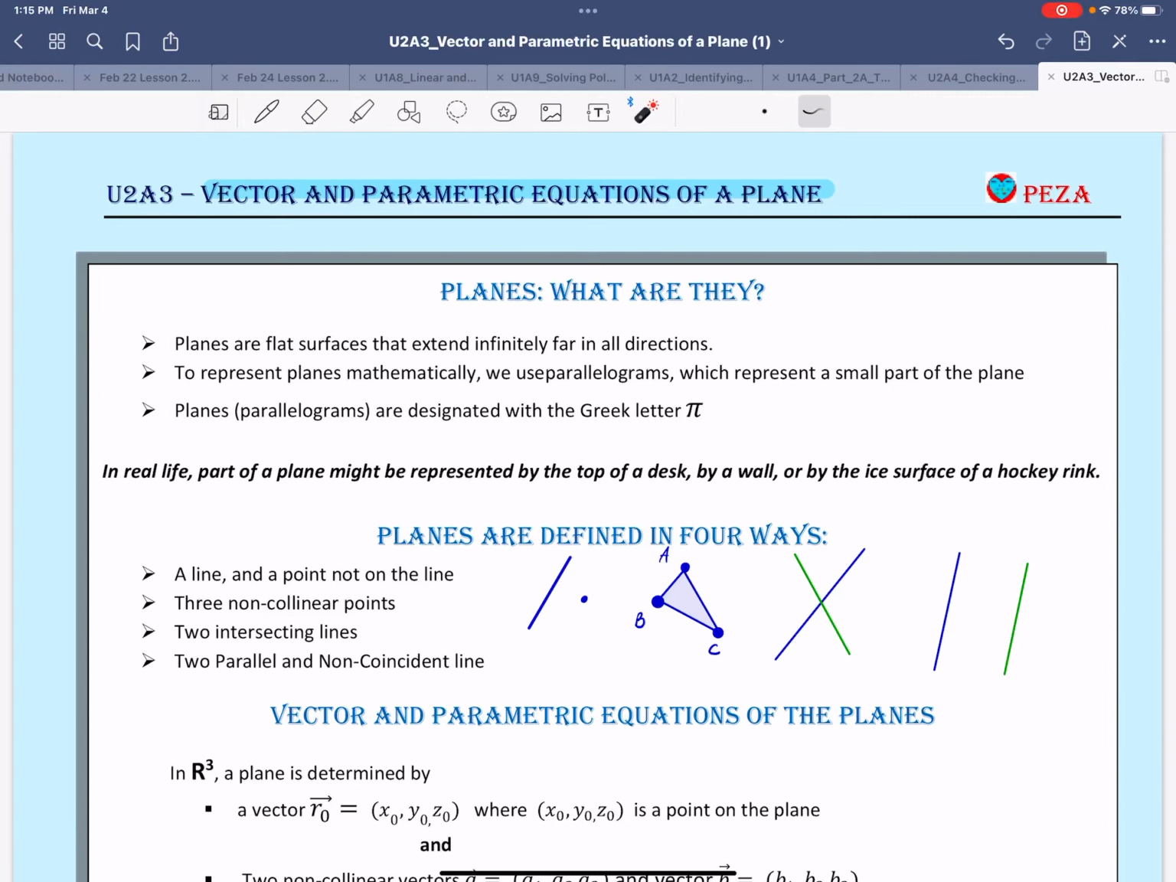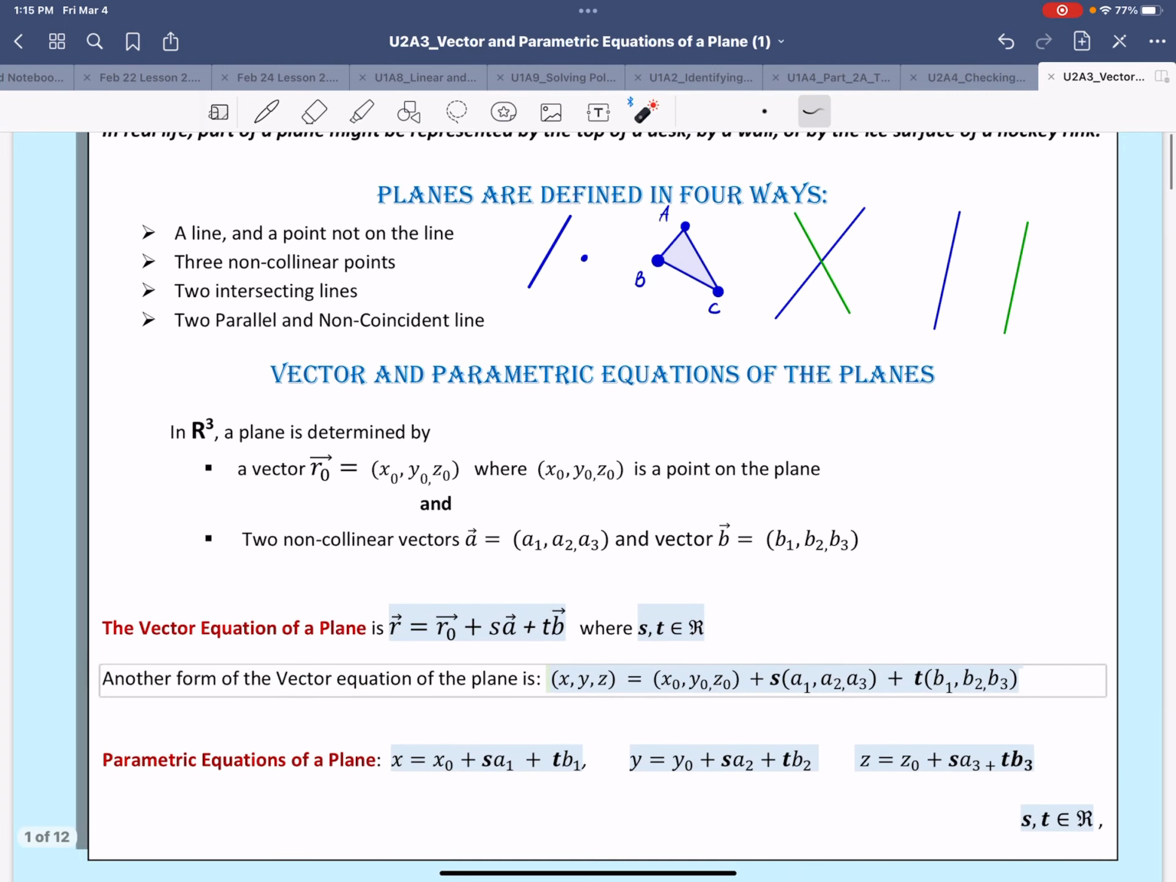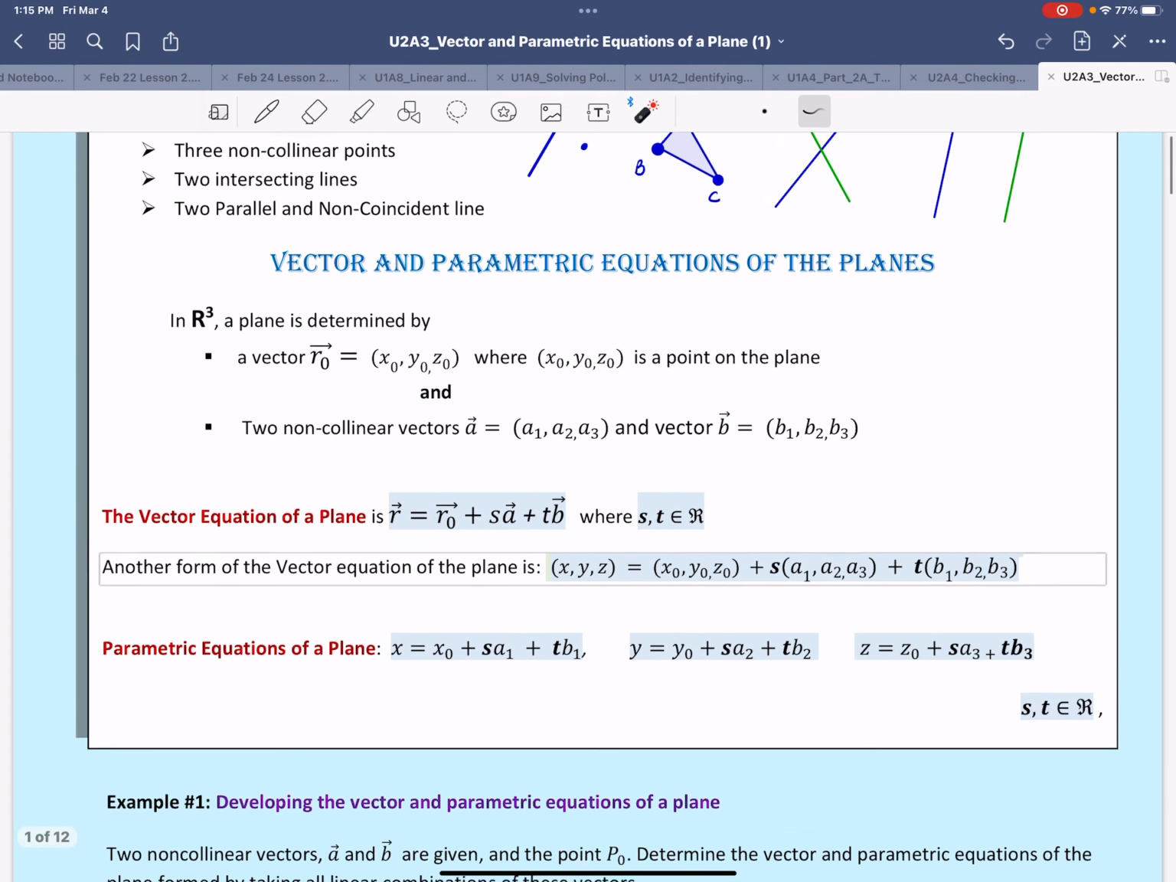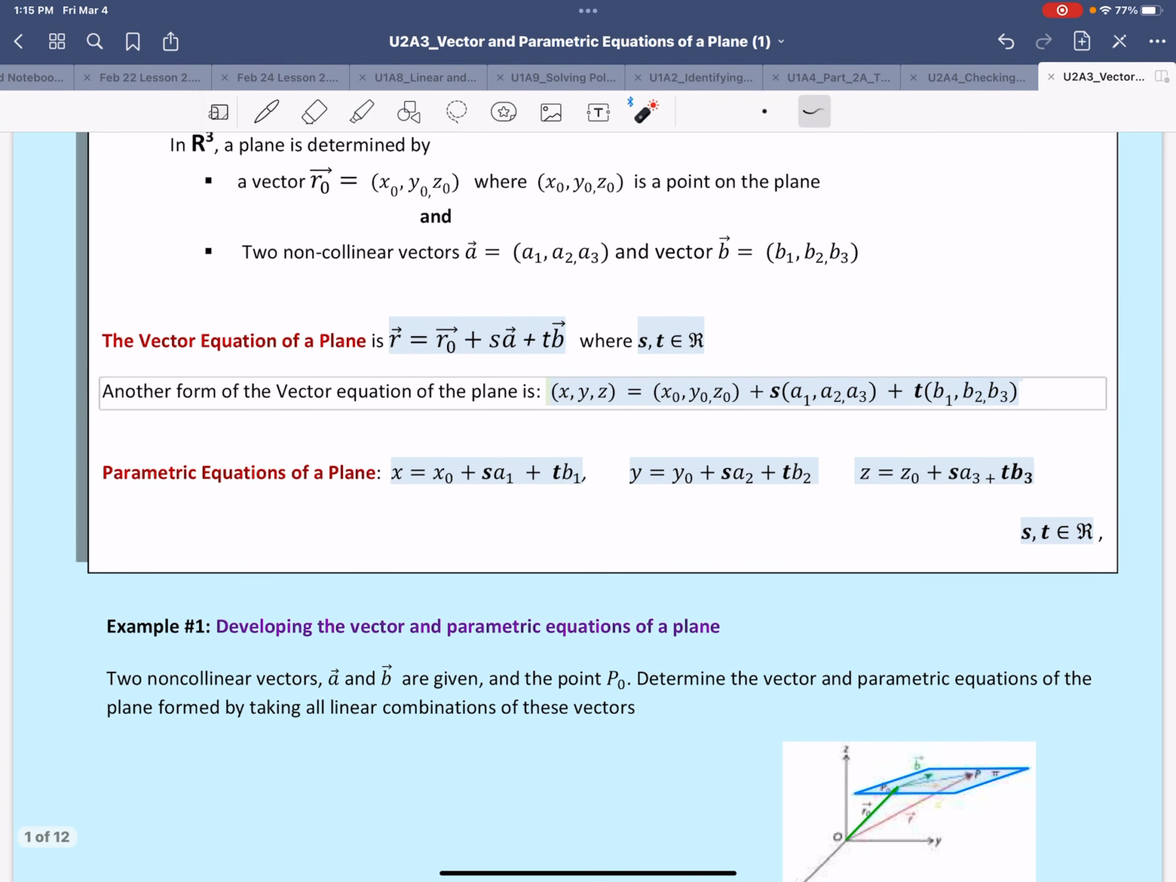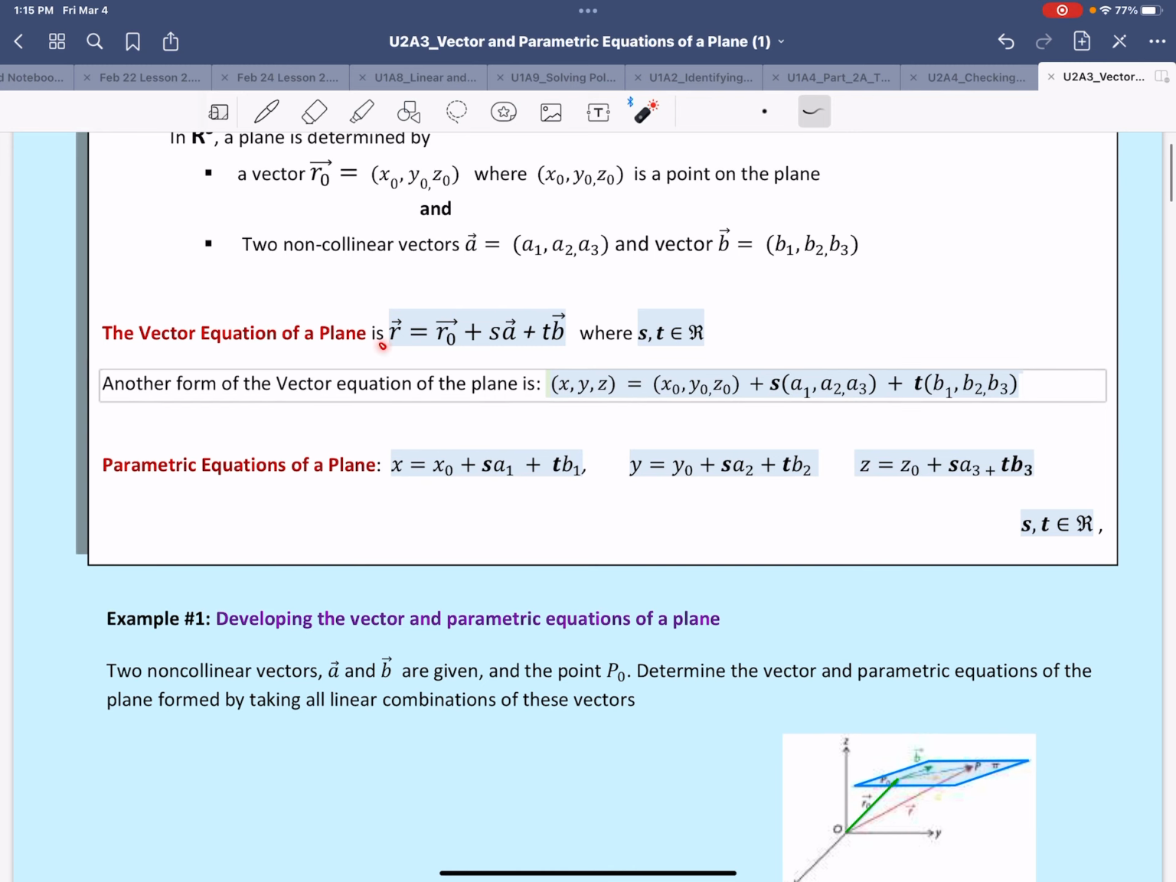Hello and welcome back to the second part of lesson U2 A3, vector and parametric equations of a plane. Remember, in the first part we looked at how to physically draw a plane and learned the formula for the vector equation of a plane, which is r, that would be any vector on the plane, equals r0, that's the starting vector, plus a scalar multiple of the direction vector a plus a scalar multiple of direction vector b.